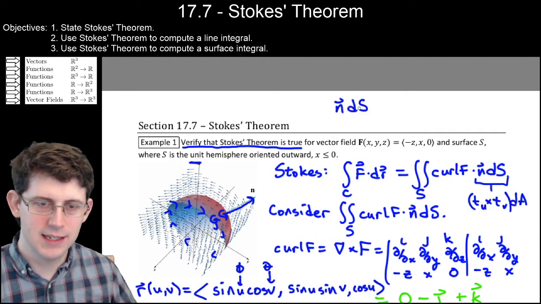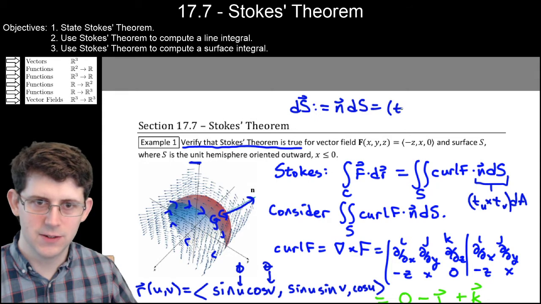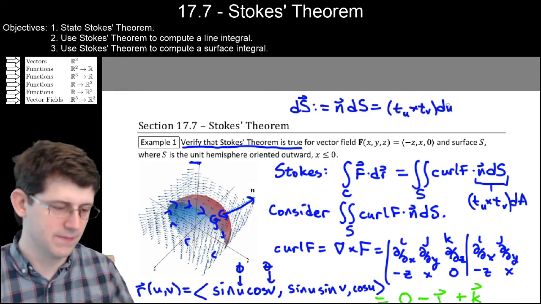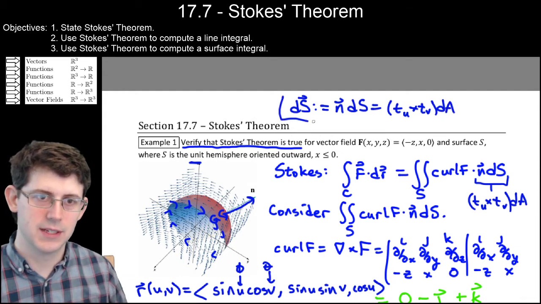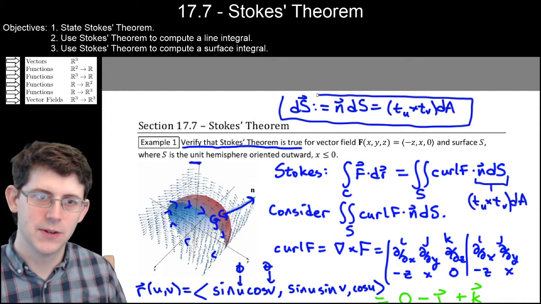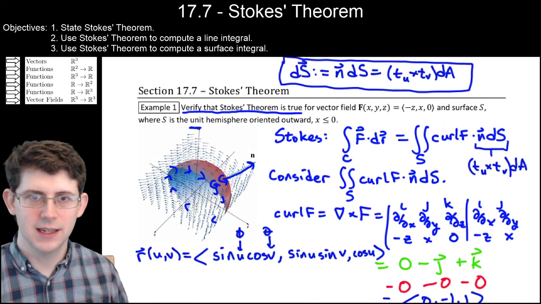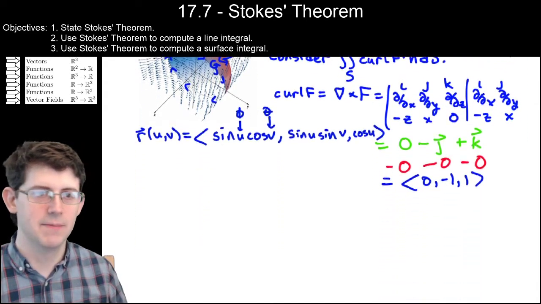So n dS is also known as dS with a vector. And this comes out to Tu cross Tv dA. I'll just write dA. It's du dv or dv du. So let's put this in a box so you can use it when you want to. So we have to find Tu and Tv. Those are the tangent vectors in the u direction and the v direction, and cross them.